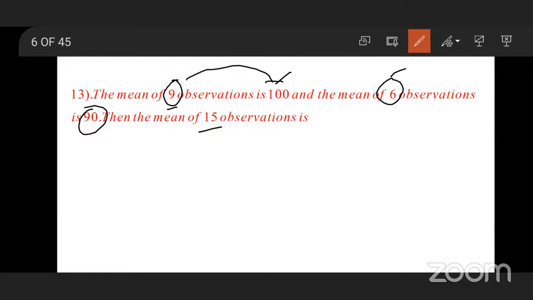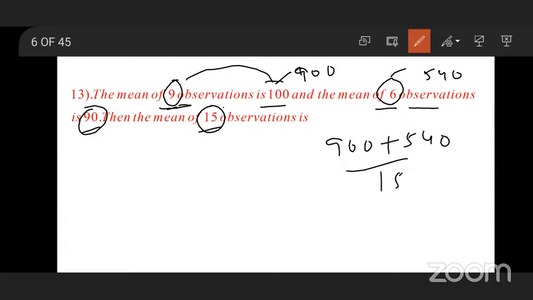The mean of 9 observations is 100, so indirectly 9 into 100 is equal to 900. This is our shortcut method. Next, the mean of 6 observations is 90, so 90 into 6 is 540. You want the mean of the 15 observations. Here 9 observations and 6 observations, 9 plus 6 is 15. Therefore, 900 plus 540 by 15 is our solution. Simple, easy shortcut method.